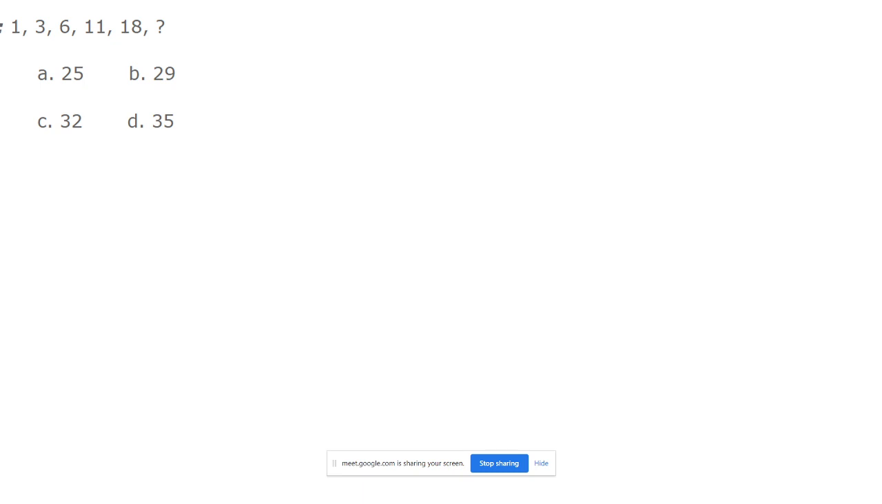Let's see this question. I think this is an easy one. Very easy. It is 1, 3, 6, 11, 18. I think I can write the next number directly.